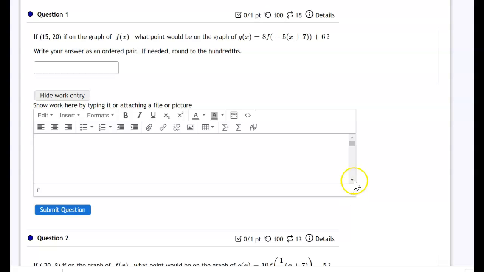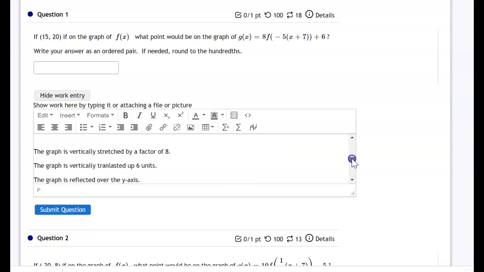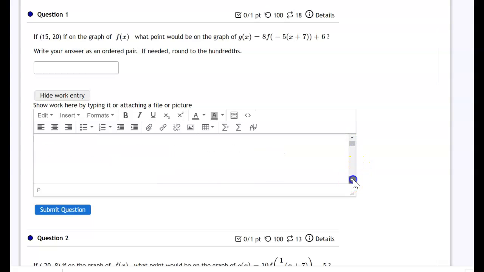So I want to describe the transformations here. So that 8, and I already filled this in, so I'm just going to scroll up. That 8 vertically stretches the graph by a factor of 8. What does the minus do, and what's that 5 do?